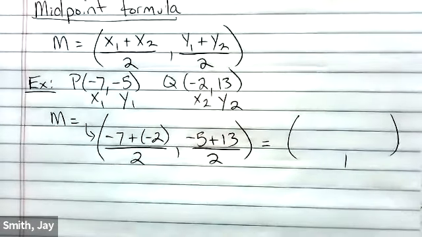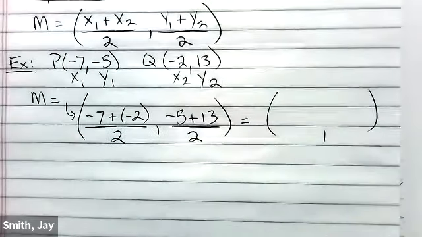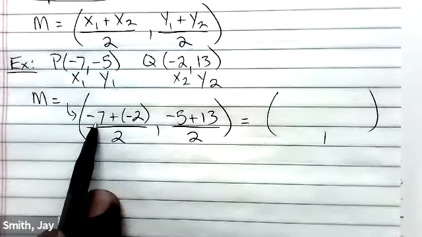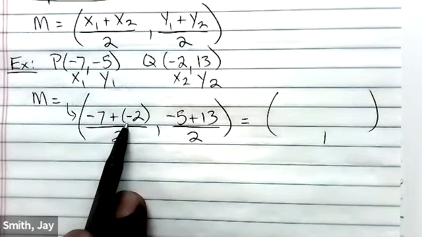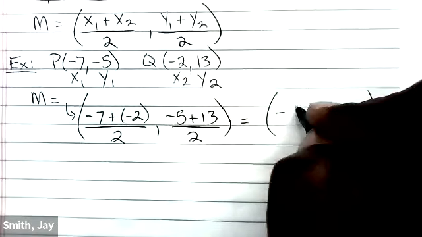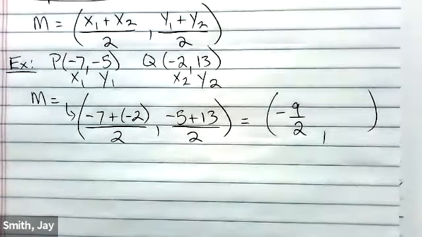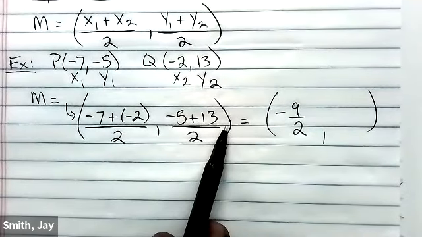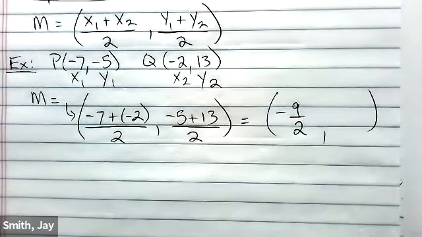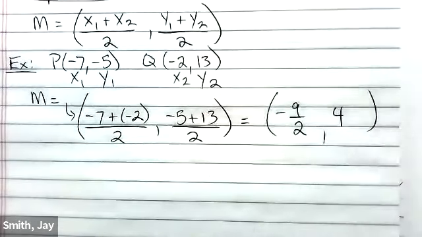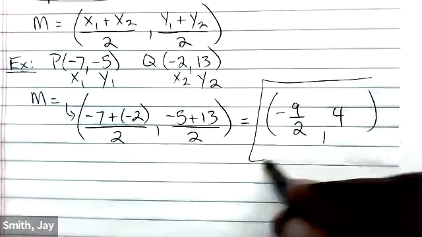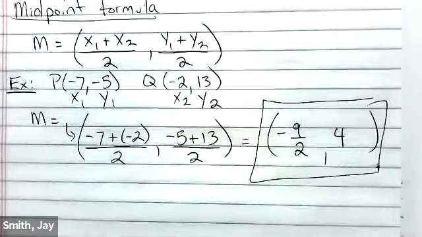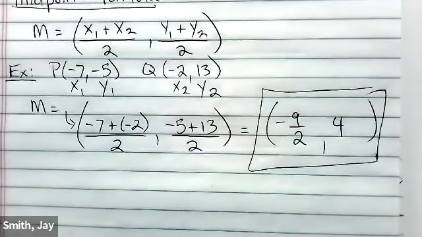So remember that the midpoint is an ordered pair, so we should have two numbers. Here we have -7 plus -2. Signs are the same, so we're basically adding and keeping that sign. So we end up with -9 over 2, or -9 halves. That's the x coordinate. And for -5 plus 13, signs are different, so we're really subtracting, taking the sign of the bigger number. 13 minus 5 leaves me with 8, and 8 divided by 2 leaves me with 4. So the midpoint between the points (-7, -5) and (-2, 13) will be the ordered pair (-9/2, 4).